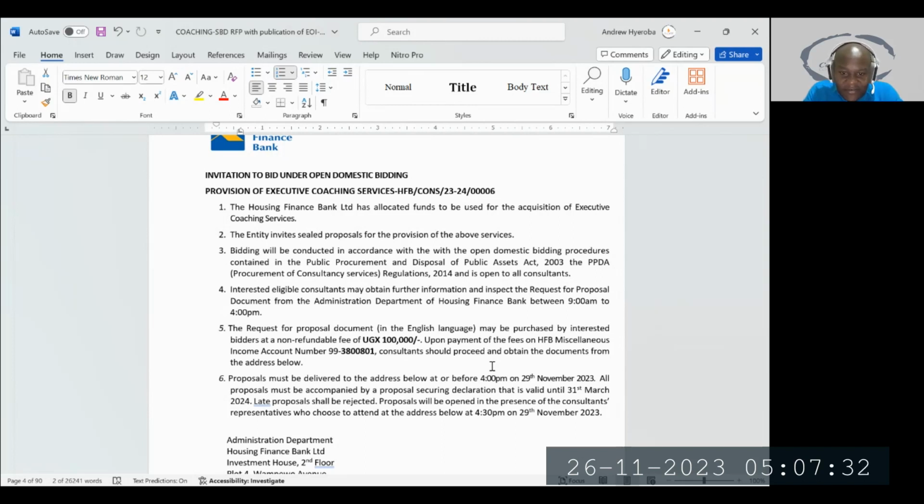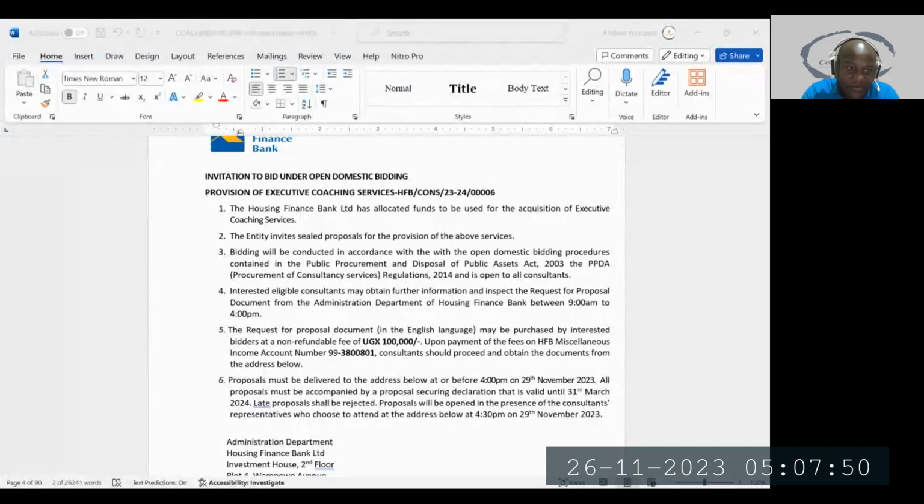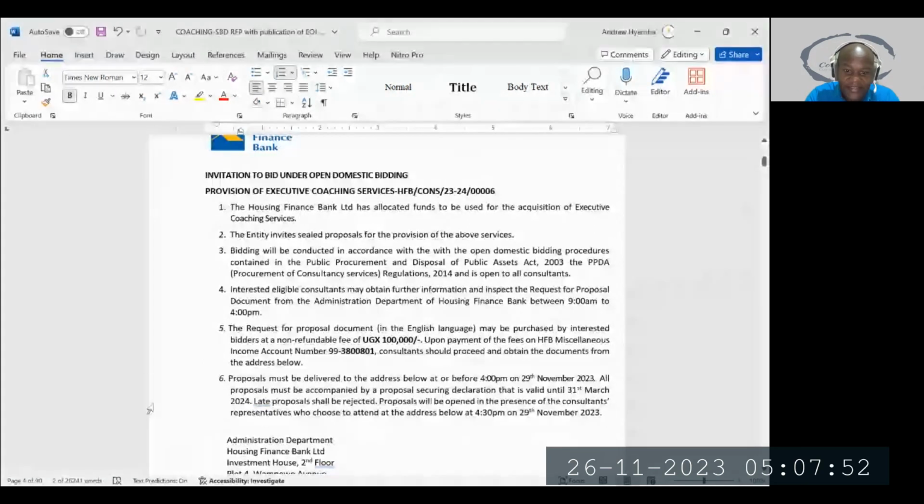The other thing you need to know about open domestic bidding is that there is a threshold. Under PPDA regulations, there is a financial resource threshold that you cannot exceed when you're going to procure. I'll need to check in with one of my colleagues. There was a time when it was about 100 million.